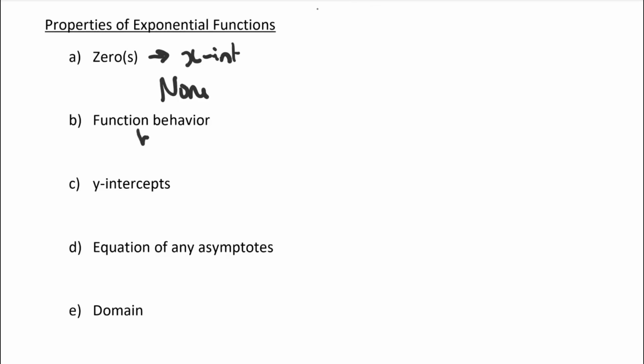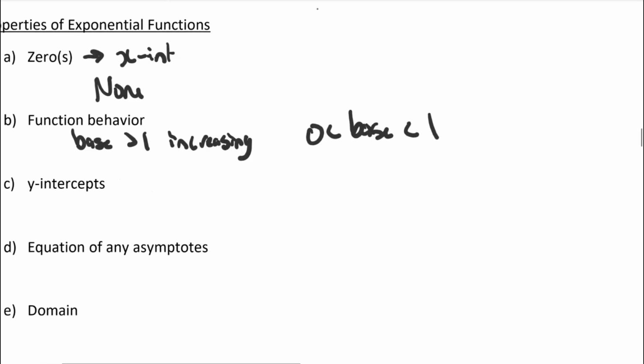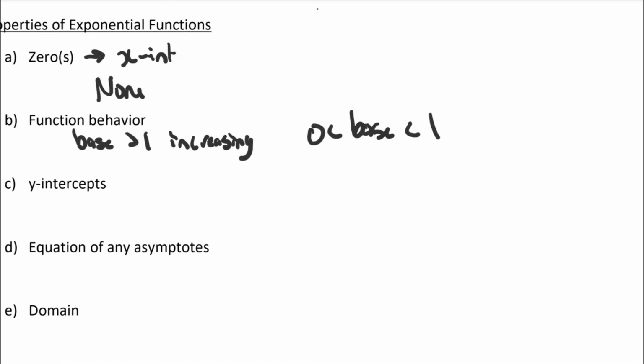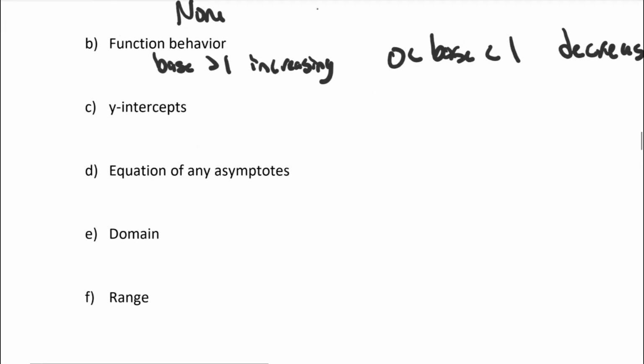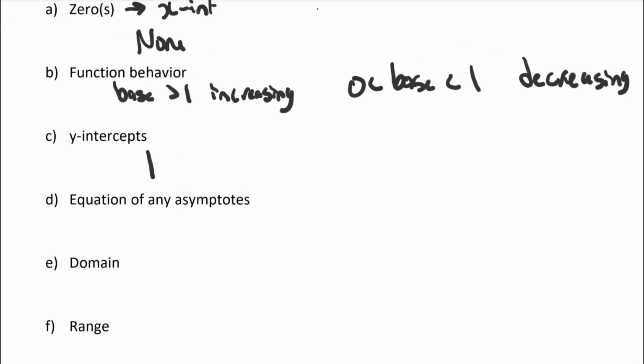Your function behavior, okay, so if your base is greater than 1, that means that it is increasing. Whereas if your base is in between, sorry, let me just rewrite that. If your base is in between 0 and 1, that means that your function behavior is actually going to be decreasing, as we saw in the first two examples. The first example being your base is 2, and the second example, your base is 1/2. Your y-intercepts, from what it would look like so far, is that it's always 1.